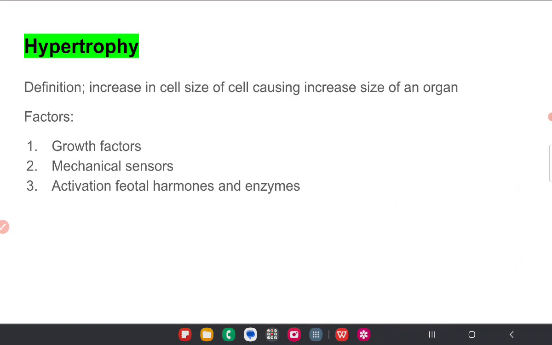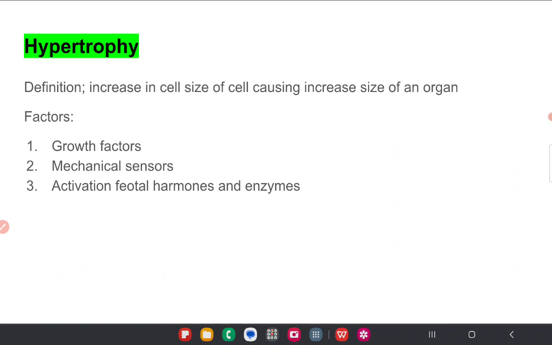The second topic is hypertrophy, which is an increase in cell size, causing an increase in the size of an organ. The factors are the same, like growth factors, but here we also have mechanical sensors. Take the example of a bodybuilder. As he keeps exercising, the mechanical stimulus means physical changes. These physical changes activate an increase in cell size. Take a muscle cell, which enlarges based on damage, whenever new fibrils are formed, leading to an increase in size.